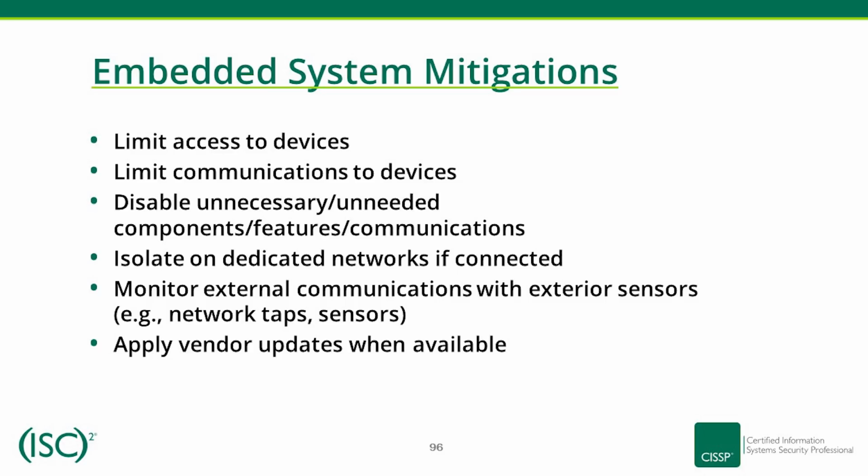Limit communications to devices. Disable unnecessary or unneeded components, features, and communications. Isolate on dedicated networks if connected. Monitor external communications with exterior sensors, for example, network taps and sensors. Apply vendor updates when available.